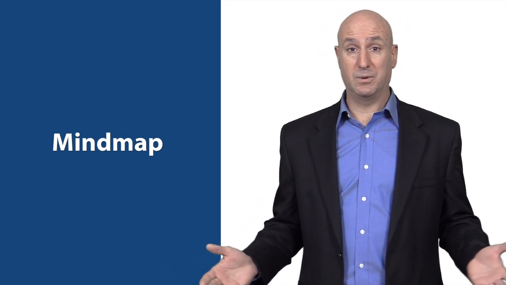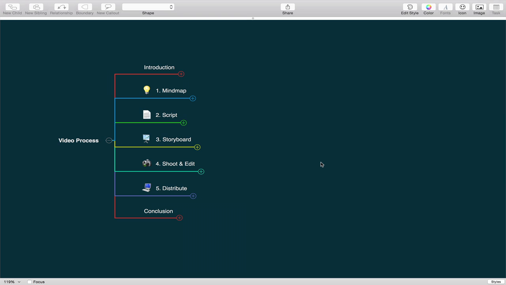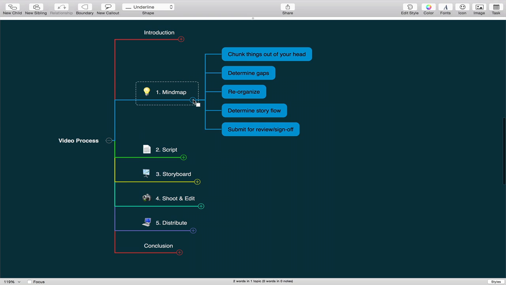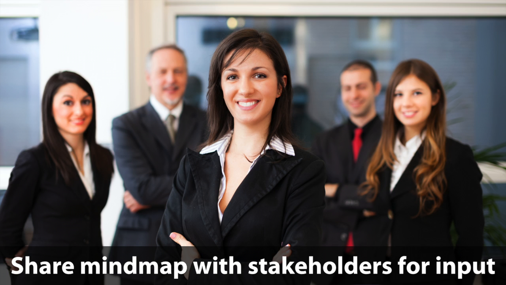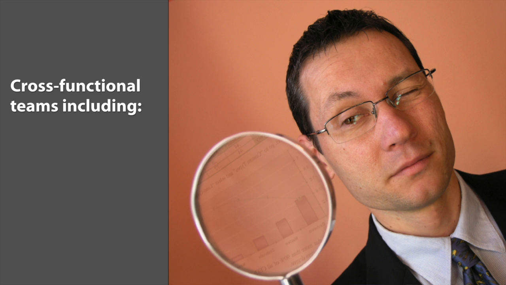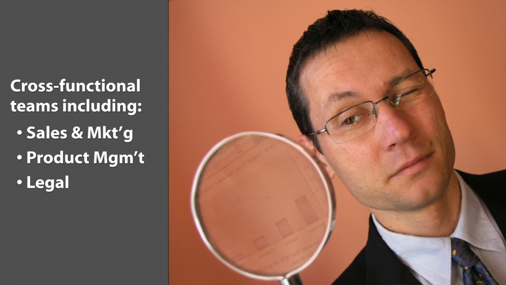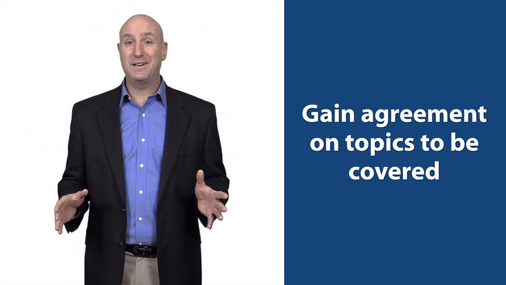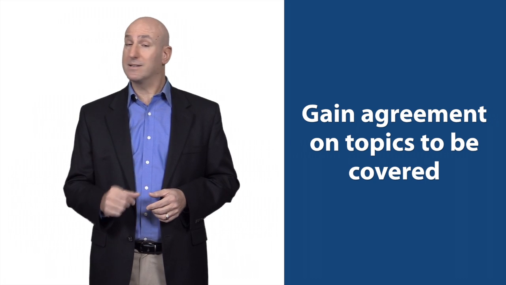The first thing I do is create a mind map. Now, this allows me to get everything out of my head and to chunk it and see if I have any gaps. I rearrange things, elaborate on certain topics, and check the overall flow. When my mind map is complete, and this is key throughout the process, I share it with all the stakeholders for their input and sign off. You see, I often work across departments involving sales and marketing, product management, and even legal. Once they all agree with the topics to be covered, I move on to step number 2.